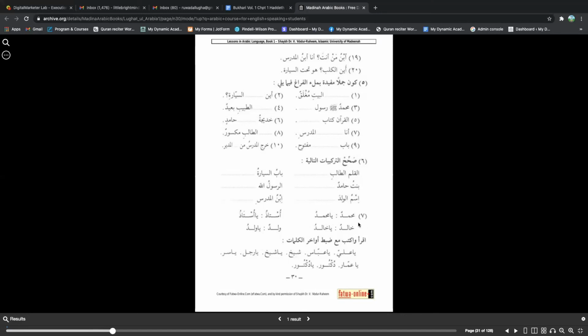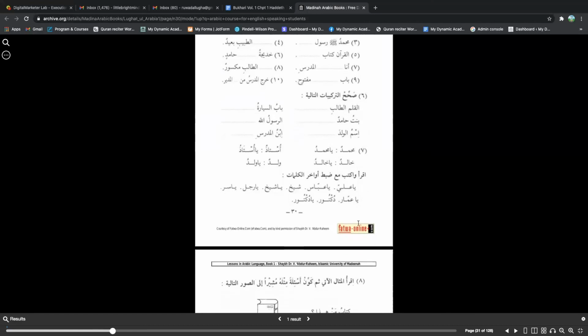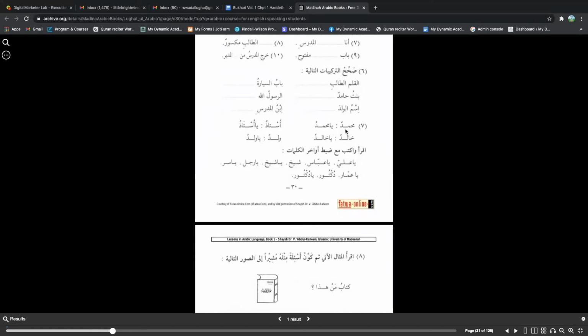So here they have some words, nida. I'll show you how the nida works. So we have Muhammadun, okay? When we call him, when we use that ya in front of his name, you can no longer have tanween, you have to get rid of one of the dhammas. So it goes from Muhammadun, and when you put ya in front of it, you say ya Muhammadu. Okay, Khalidun. When we call out to him, we say ya Khalidu. We don't say ya Khalidun, we say ya Khalidu, get rid of one of the dhammas. Okay, ustadun. When we call to him, we say ya ustadu. Waladun, ya waladu.